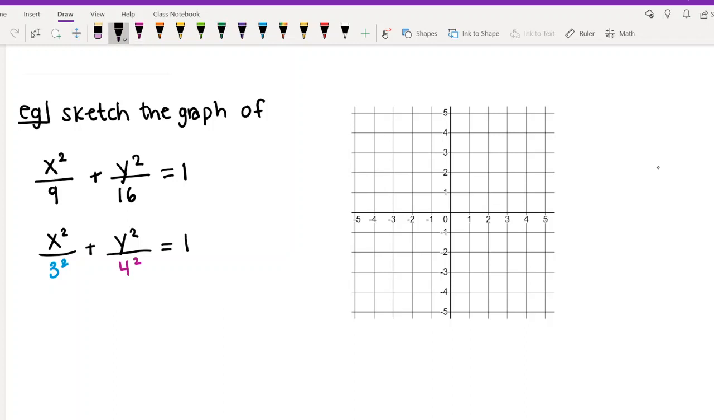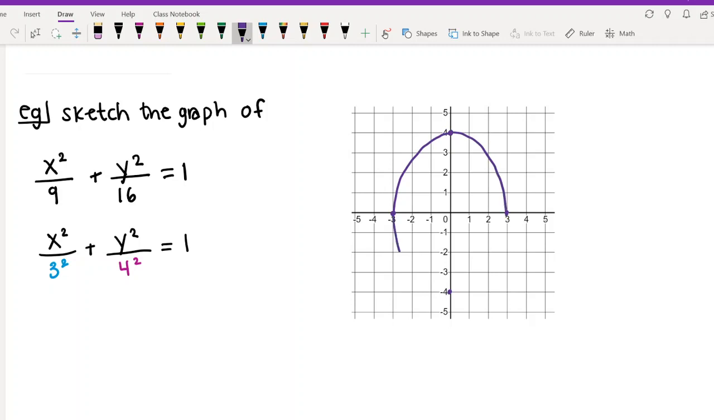So what does that tell us? That tells us that in the horizontal direction, our graph goes out by 3. And so we're going to have a point at 3 and -3. And then in the vertical direction, the graph is going to go out by 4. And so it's going to look like this.